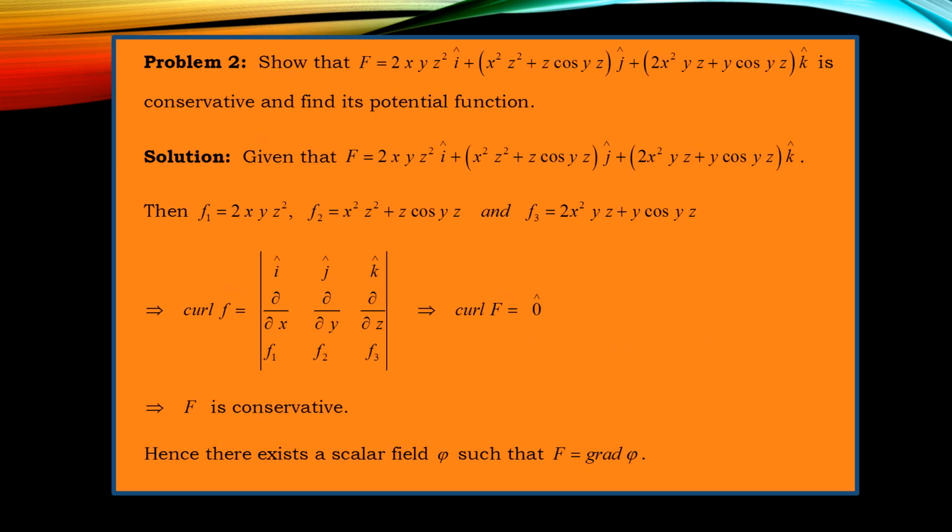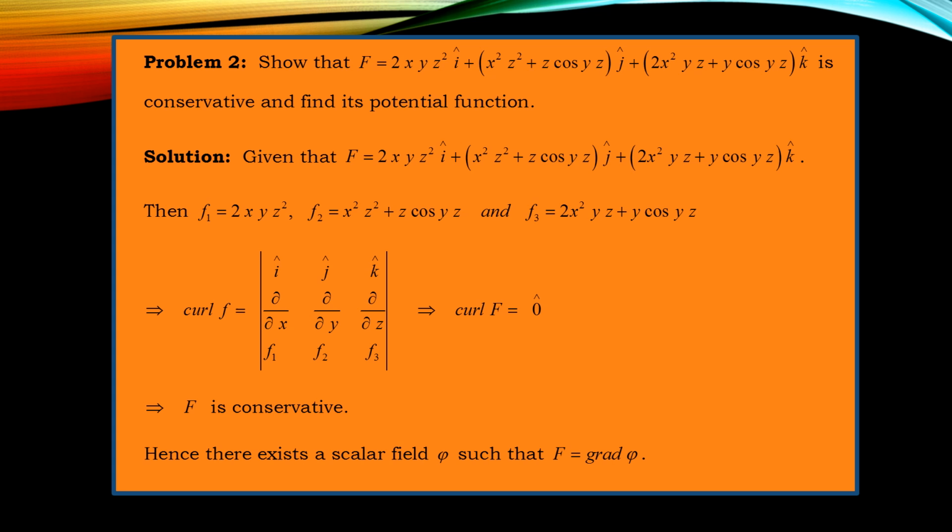If a vector field is conservative, we have already seen a procedure to find a scalar potential function for the given conservative vector field. Let us solve a problem by using that process. Problem 2. In this problem, a vector field is given to us. We need to prove that it is conservative. Next, we have to find a scalar field whose gradient is equal to this given vector field.